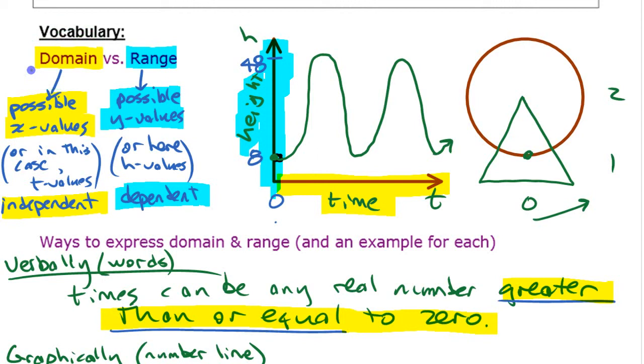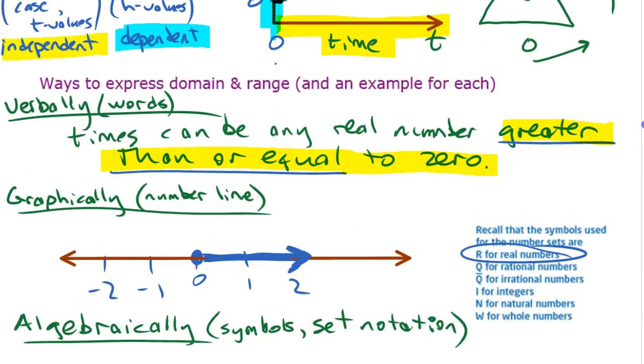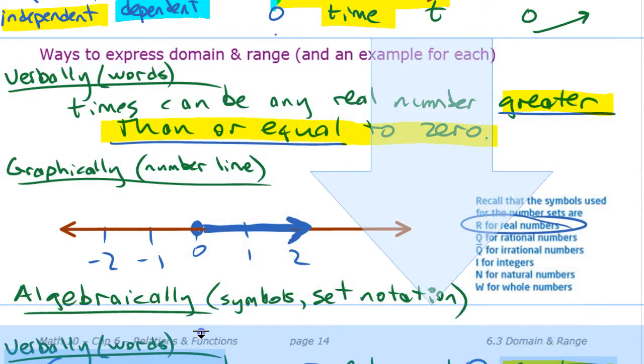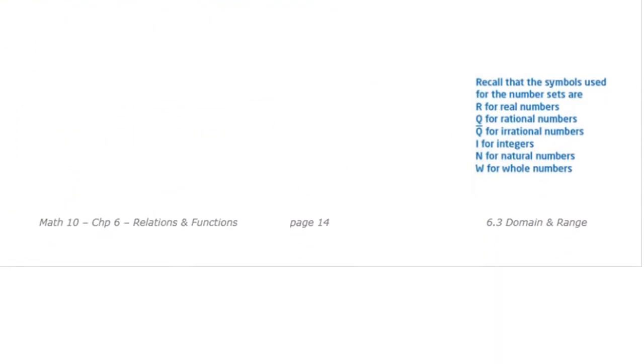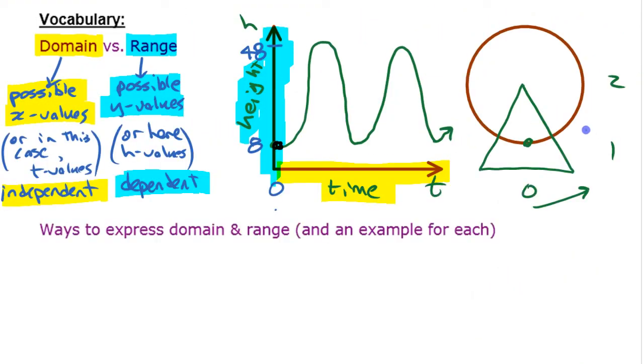Here is your quick little self-check right now. I want you to express the range for this situation using those 4 different ways. Remember, range is the possible dependent values, the heights in this case. Find some space somewhere and express the range. I'm going to do it up here because then I can see the picture really easily. So we want all those 4 ways: words, number line, set notation, and interval notation. You do that right now. I'm going to pause the video and give you some answers in a bit.